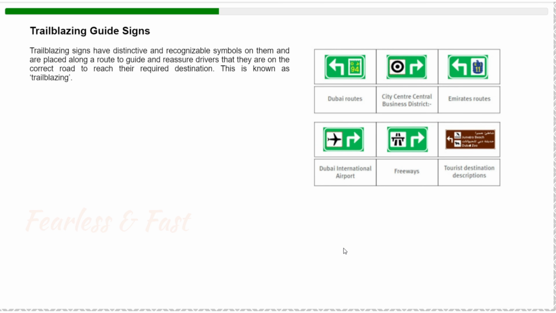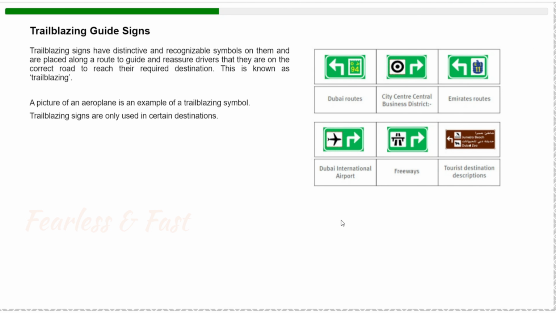Trailblazing guide signs. Trailblazing signs have distinctive and recognizable symbols on them and are placed along a route to guide and reassure drivers that they are on the correct road to reach their required destination. This is known as trailblazing. A picture of an airplane is an example of a trailblazing symbol. Trailblazing signs are only used in certain destinations.